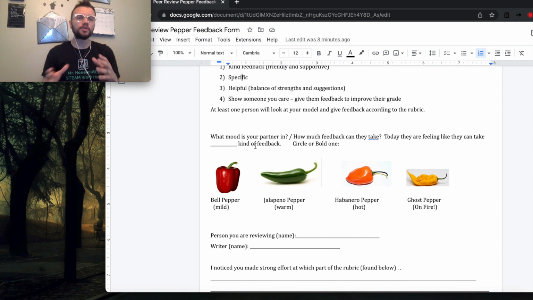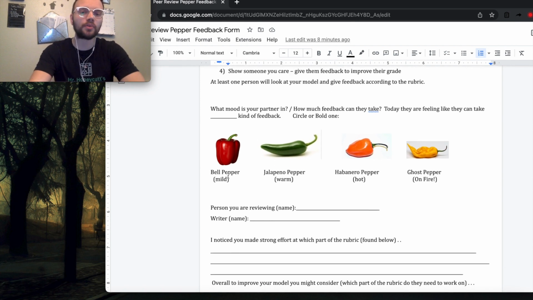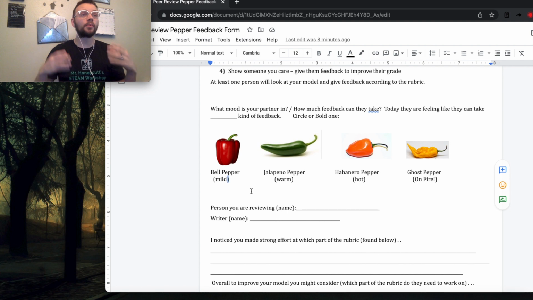And so one of the most important things when you're establishing that trust with another student is making sure you know what kind of feedback they are wanting before going in. As you see with the peppers, they can choose between bell, jalapeno, habanero, and ghost pepper. And as you might guess, bell pepper is more mild. It's usually not considered very spicy.